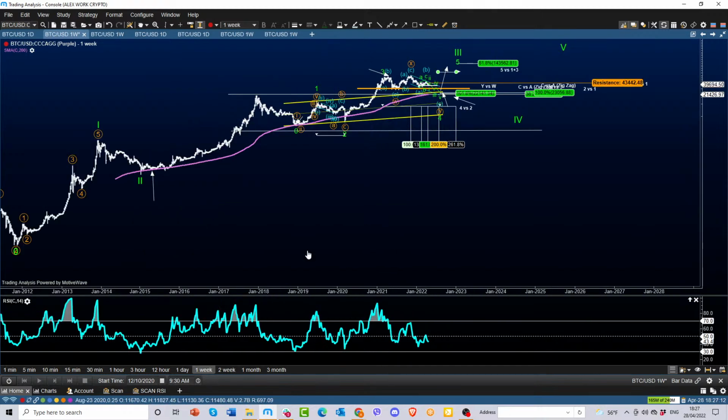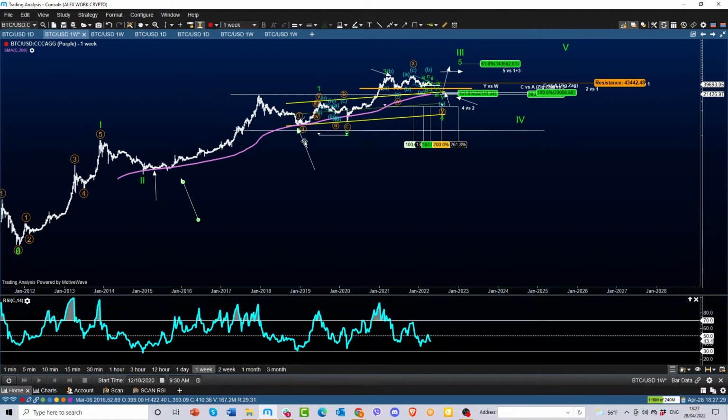As you can see, this 200 moving average has held the Bitcoin price from 2013-14 almost very nicely on every low. We had a little bit of a breakout, but then we immediately reversed back. As you can see here, the 2018 low, then the 2020 low, and if we get to these levels, I think this will also react as it did in the past.